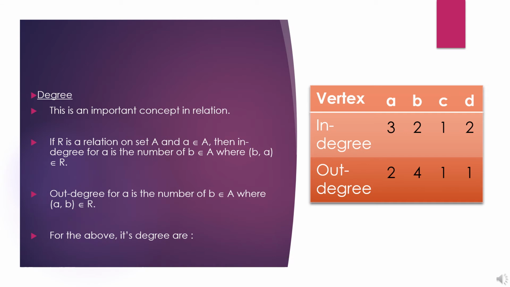Today I'll be talking about degree. Degree is an important concept in relation. If R is a relation on set A, then the in-degree for a is the number of b such that (b, a) is in R. The out-degree for a is the number of b such that (a, b) is in R. For the graph above, with vertices A, B, C, D, the in-degrees are 3, 2, 1, 2 and the out-degrees are 2, 4, 1, 1.